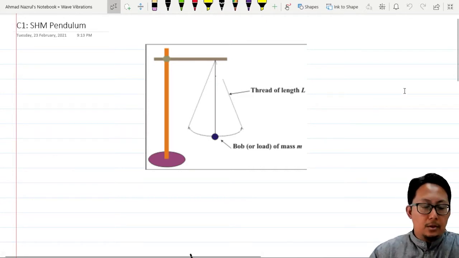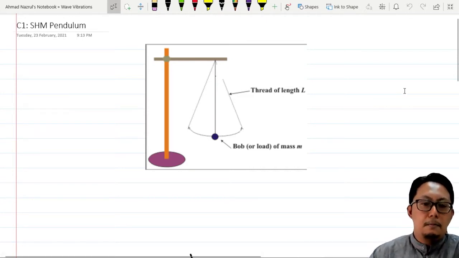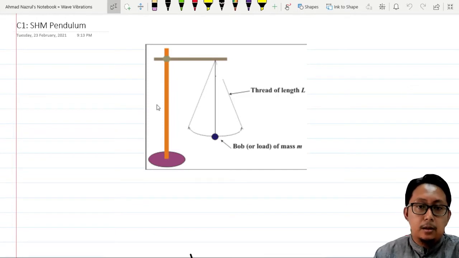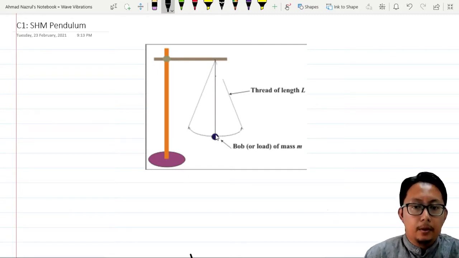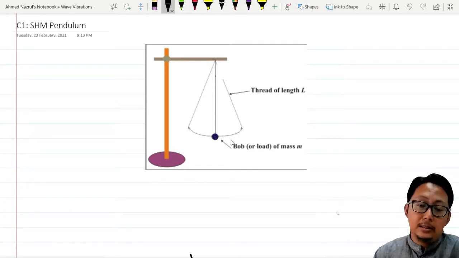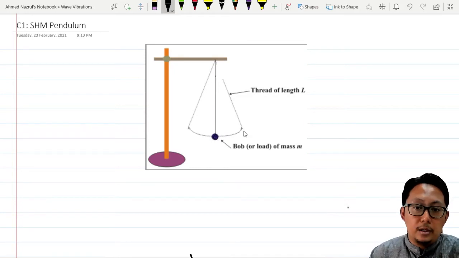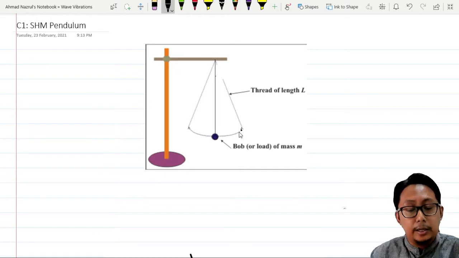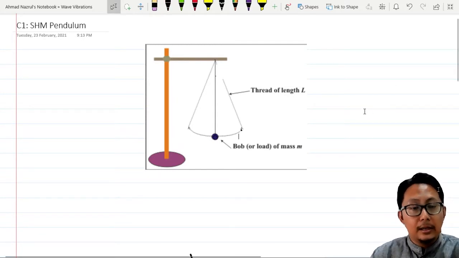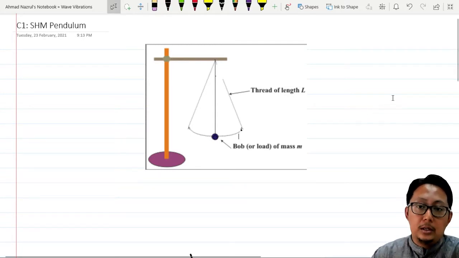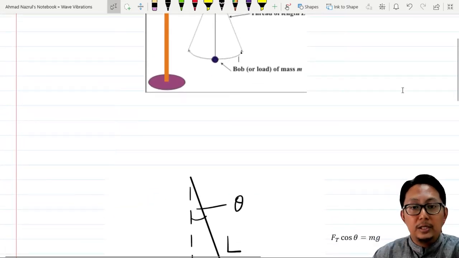For pendulums, we have length L, the string connected between the pivot and the bob, which has a certain mass. When we pull the bob from the starting point, the pendulum will oscillate, moving to the left and back to the right as one cycle. So this is another example of simple harmonic motion, compared to the mass spring system.